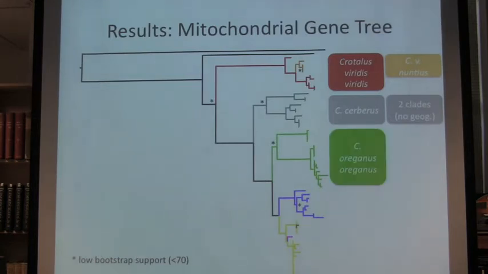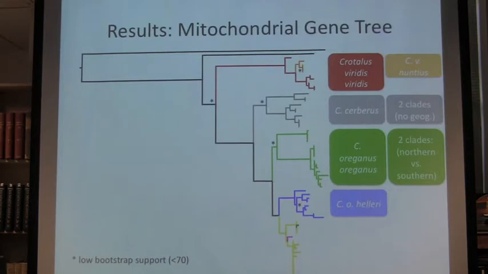Within my Crotalus organus clade, I again found weak support for the monophyly of this group, and I found deeper structure that did have a geographic basis. So the two clades I recovered within Crotalus organus organus represented a just Oregon and Washington clade, and then a California clade. The California clade has more samples in it here.